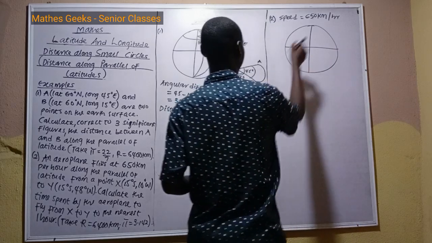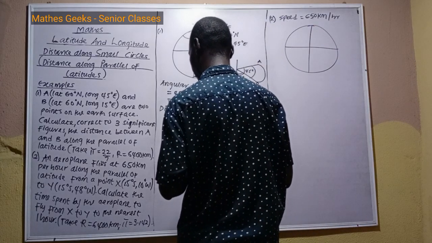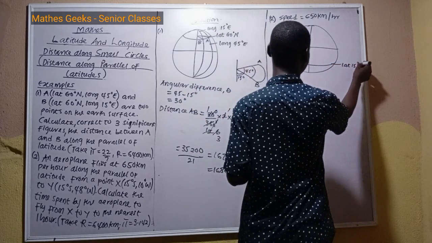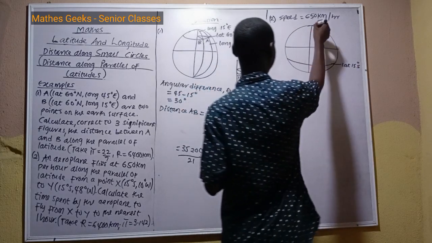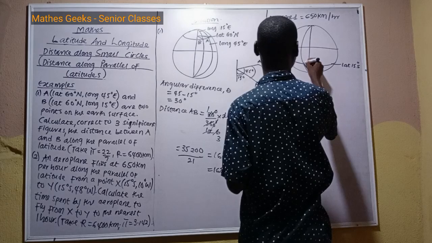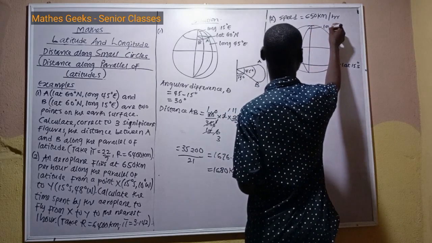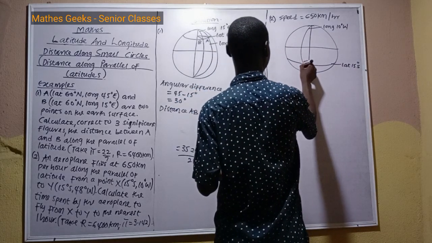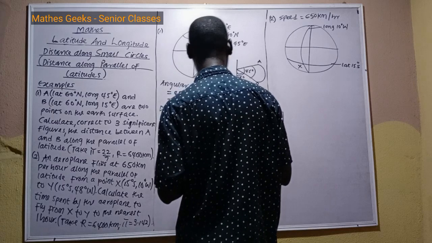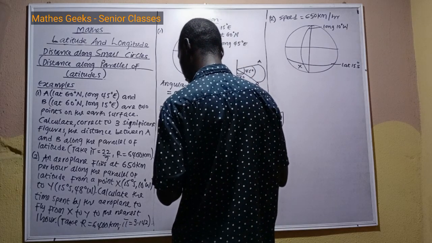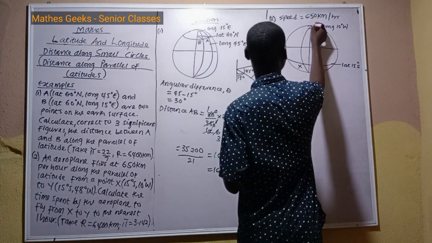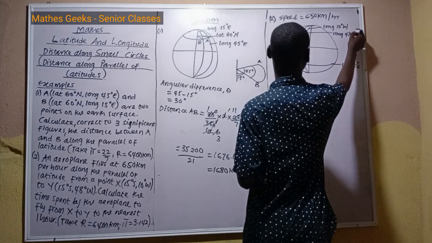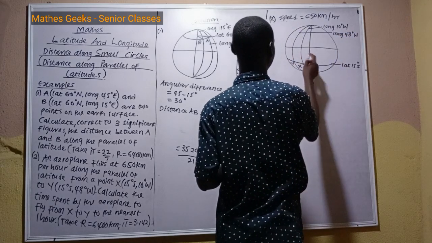From point X, the latitude is 15 degrees south, and the longitude is 10 degrees west. So here's point X. And then Y is on the parallel of latitude 15 degrees south, longitude 48 degrees west, on the same line of latitude.